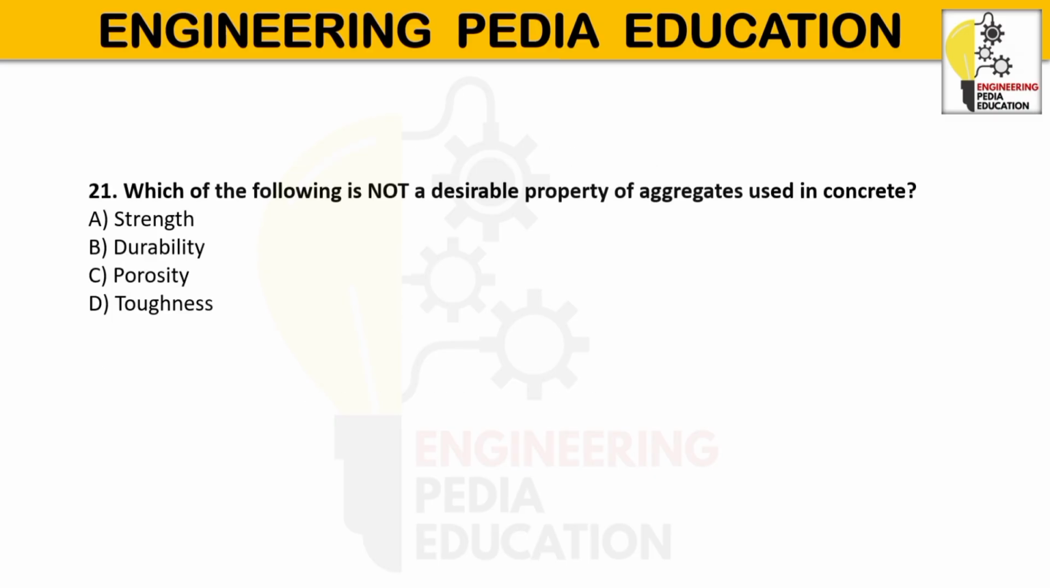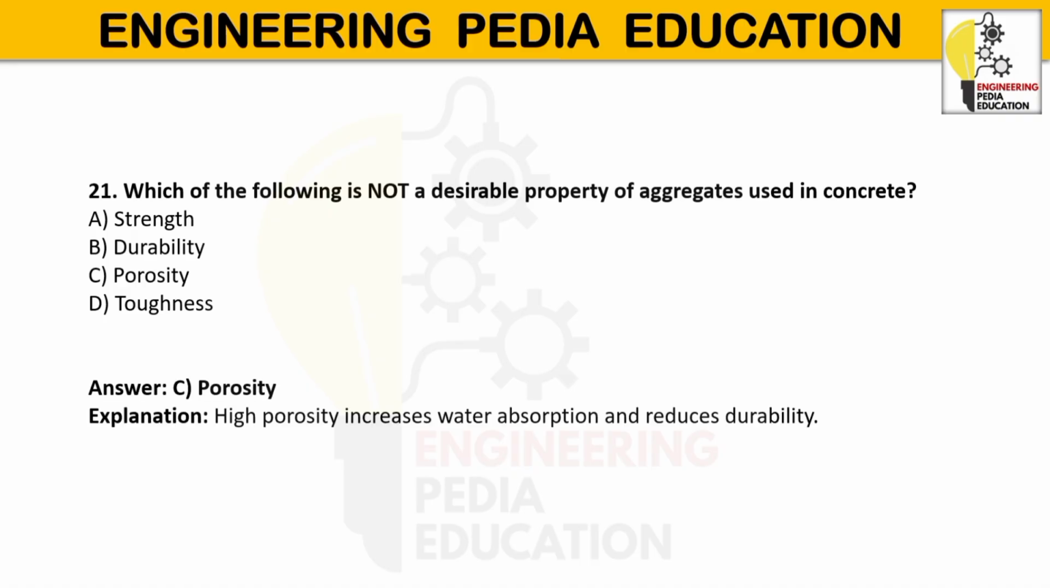Which of the following is not a desirable property of aggregate used in concrete? Strength, durability, porosity, toughness. So the correct answer is porosity. Higher porosity increases water absorption and reduces durability. As the aggregate is more porous, it absorbs more water, and on increasing water absorption, the durability and workability decrease, which also affects the strength of the structure. Thus, porosity is not a desirable property of aggregate used in concrete.